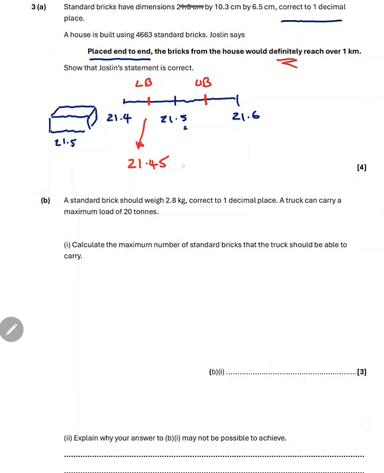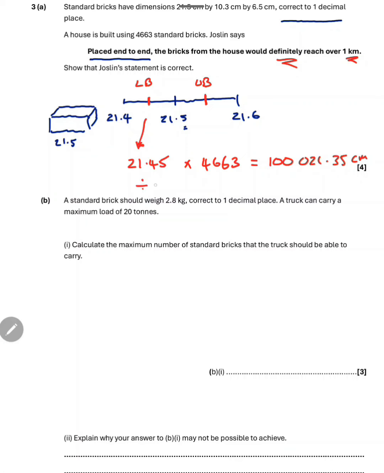21.45. I'm going to multiply that by 4663. Now that comes out at 100,021.35. Now that is centimetres, because that's what we started with the brick. This guy is saying that it will reach over 1 kilometre. So all I've got to do now is change these centimetres into kilometres.